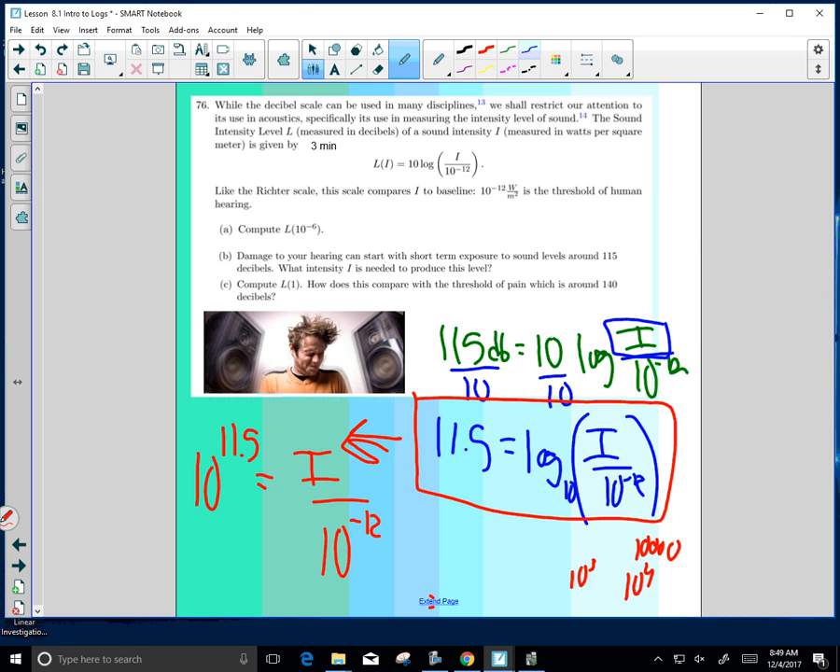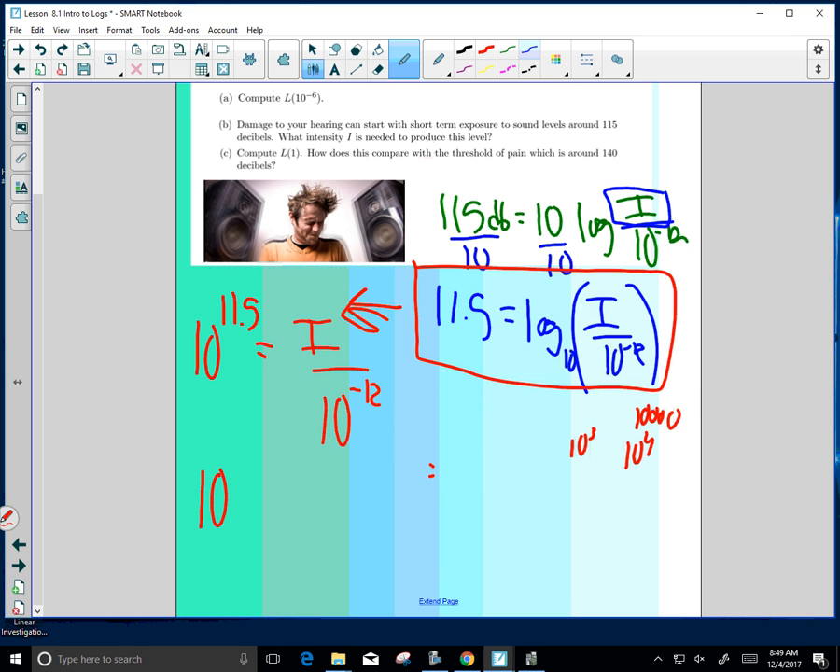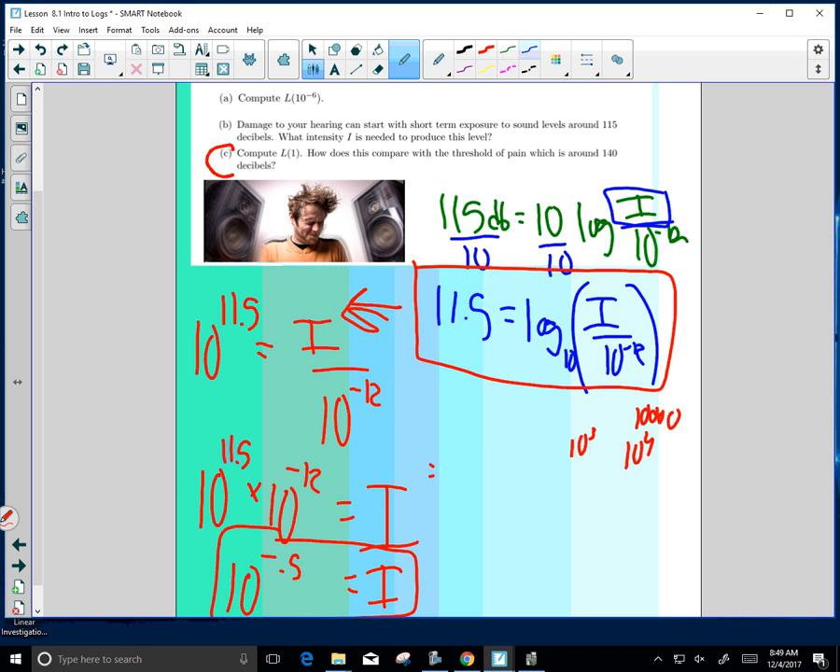And then when we solve for that, you're going to get 10 to the 11.5 times 10 to the negative 12 equals I. Add the exponents. What is 11.5 minus 12? Negative 0.5. This is going to be your intensity. That doesn't sound like much, but it is enough to do damage. And I'm going to stop there. This one you can do on your own.